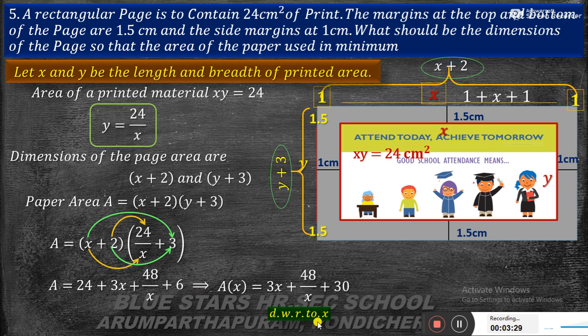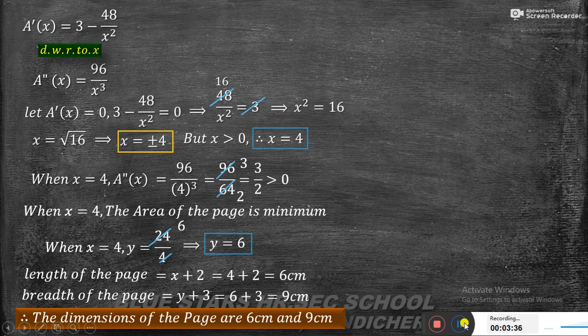Now we differentiate with respect to x. A of x equal to 3x plus 48 by x plus 30. Differentiating, A dash of x equal to 3, and the differentiation of 48 by x, since differentiation of 1 by x is minus 1 by x square, gives 3 minus 48 by x square. This is A dash of x.